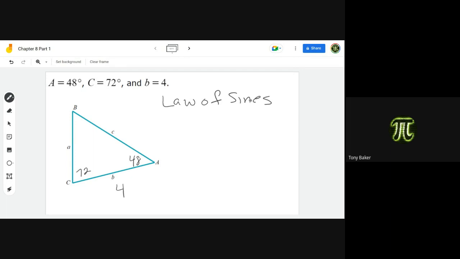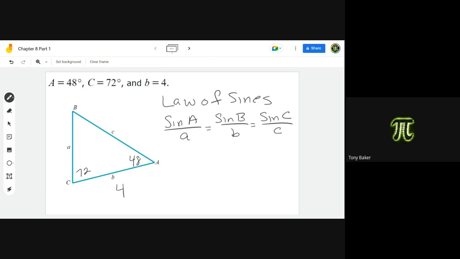So the law of sines is three ratios, and it can be written in either direction. I typically write the sine on top, but you can write the sine on the bottom as well. It doesn't make a difference. The key is that the ratios have to be the same. Basically the ratio is the sine of the angle to the side that is opposite of it.